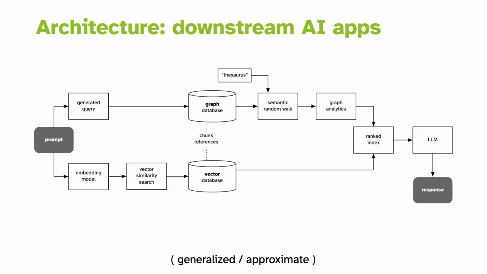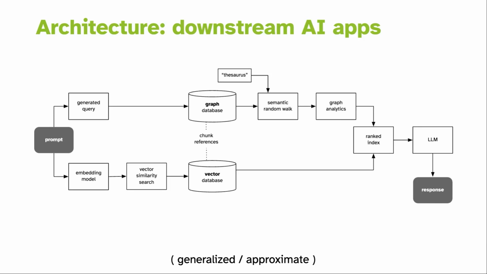We may be able to do some fancy tricks on the graph side, such as a semantic random walk, which is to say, if I've got a node that says cat, I can walk out and find kitten and feline and lion and tiger and other things that are related to it, but may not necessarily be in the vector similarity search. So we can find other things a couple hops out. We run some graph analytics. We build up this ranked index because we have links between these nodes and the vector database. So we augment this ranked index with what we found out of the graph and feed that to the LLM and hopefully get much better results.